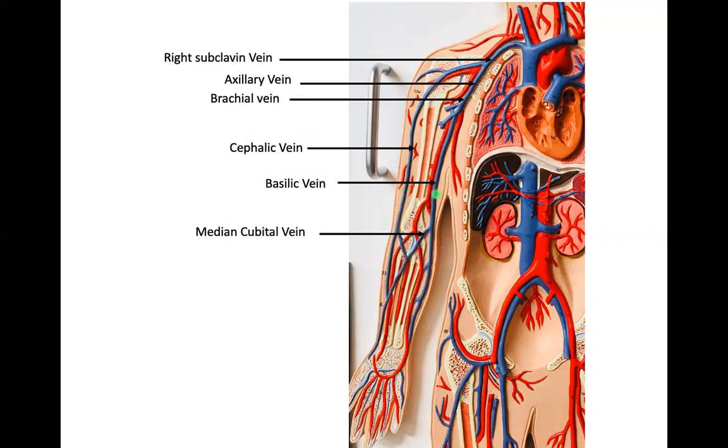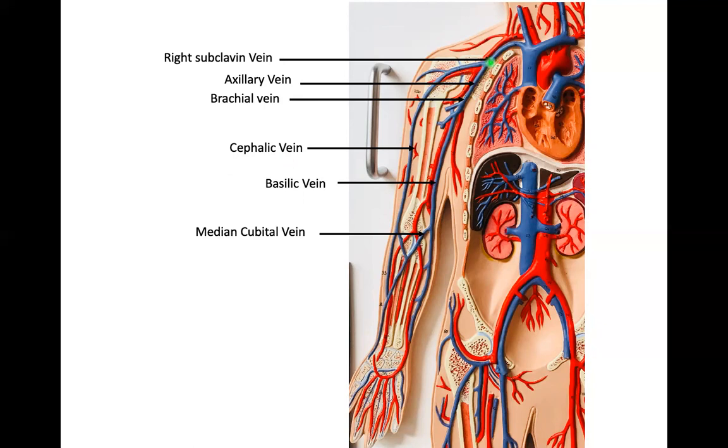We have two main veins that are collecting blood from your arm region. And again, these are not all of them, but these are some of the main ones. The more medial one is the basilic. The one that is more lateral is the cephalic. As you come up, you can see the brachial vein right here. The brachial vein again goes under the armpit, becomes the axillary vein, and the axillary vein goes right over the shoulder to become the right subclavian vein.